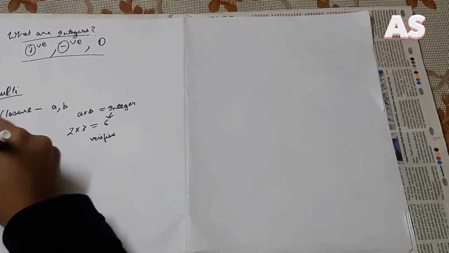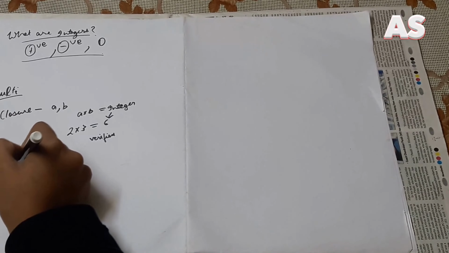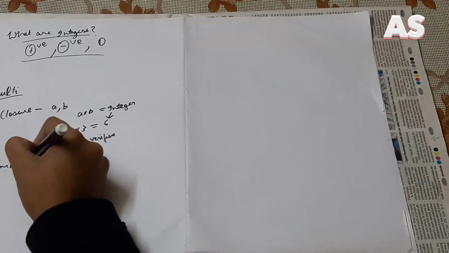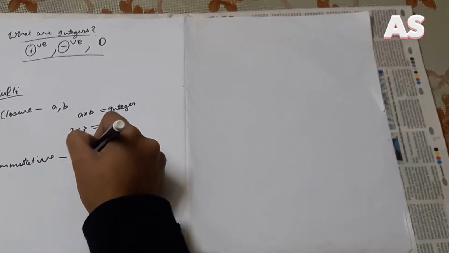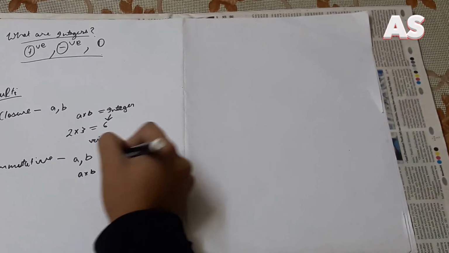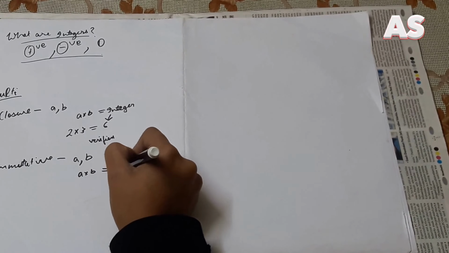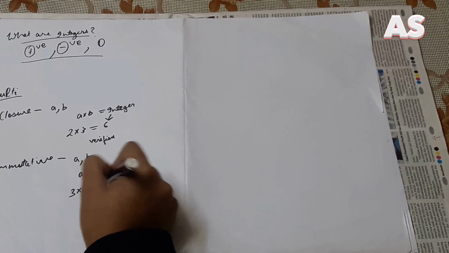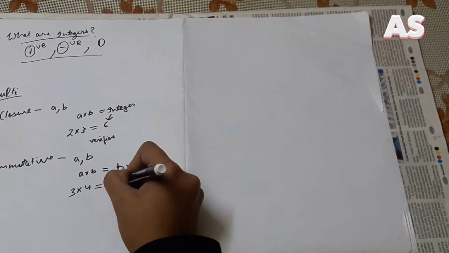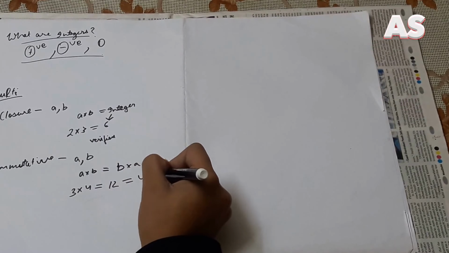The second property is the commutative property. It says for any two integers a and b, a into b is always equal to b into a. For example, 3 into 4 is 12, which is equal to 4 into 3.